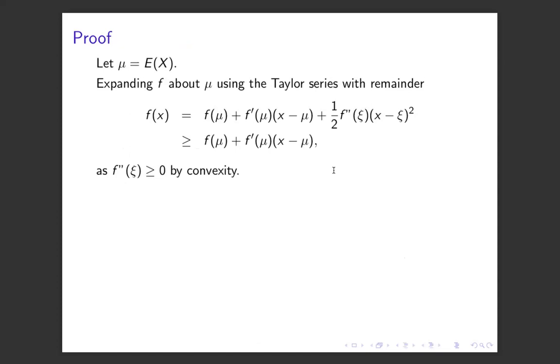So let mu denote expectation of x and expand the function f. It is twice differentiable, so use the Taylor series with remainder. So f of x is f of mu plus f prime at mu multiplied with x minus mu, and the remainder term is half f double prime xi times x minus mu whole square, where xi is a point between mu and x.